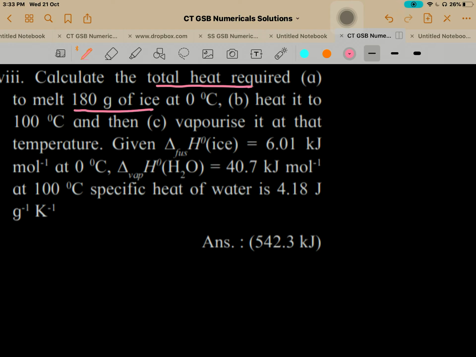First part is you are melting 180 gram of ice at 0. Second is you heat that water. Once you melt ice, it will get converted to liquid. So after that, you heat that liquid water and convert to 100 degrees Celsius. Correct? And then vaporize it at that same temperature. Okay, so three parts are asked. What is the meaning of this?